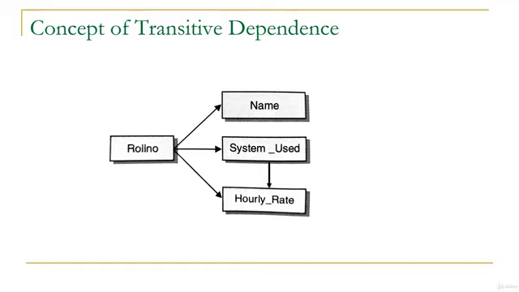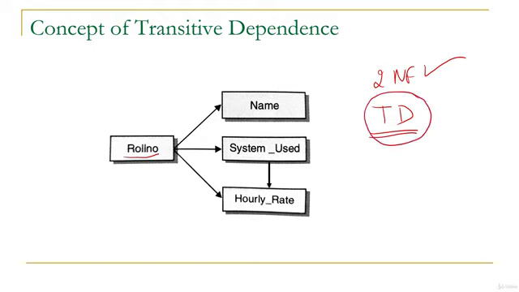the definition of third normal form states that a relation is in third normal form if and only if it is in second normal form. Yes, this table satisfies the condition of second normal form because every non-key attribute is fully functionally dependent on the primary key. There is no chance of violating full functional dependence because there is no subset of primary key, so it is already satisfying second normal form. But there is a case of transitive dependence. The definition states that there should be no transitive dependence, but here we have transitive dependence, and it is due to the functional dependence between system used and hourly rate.